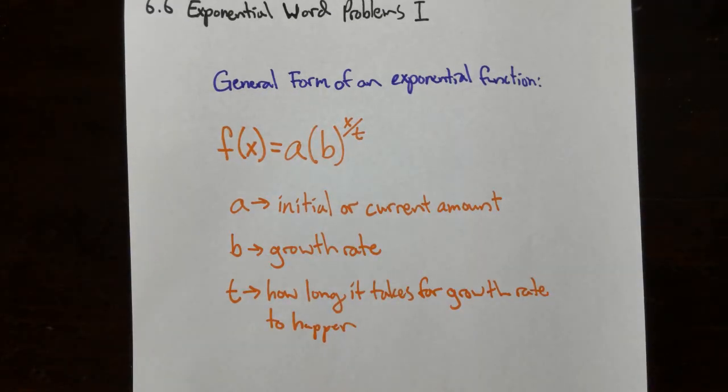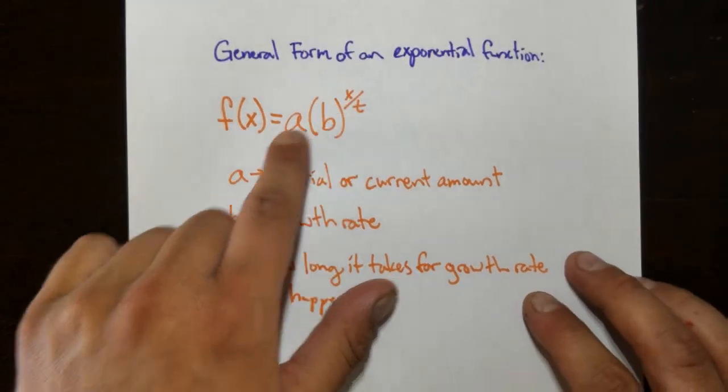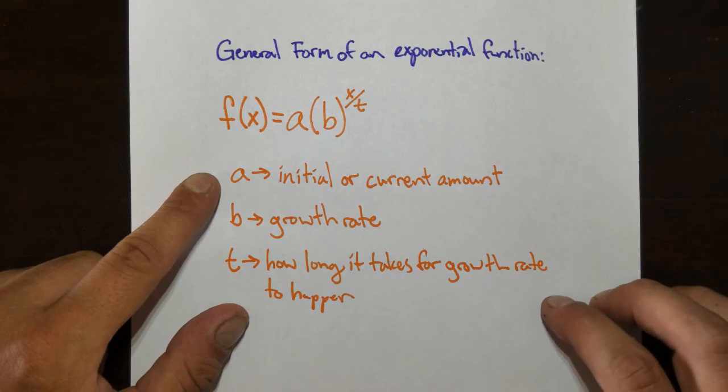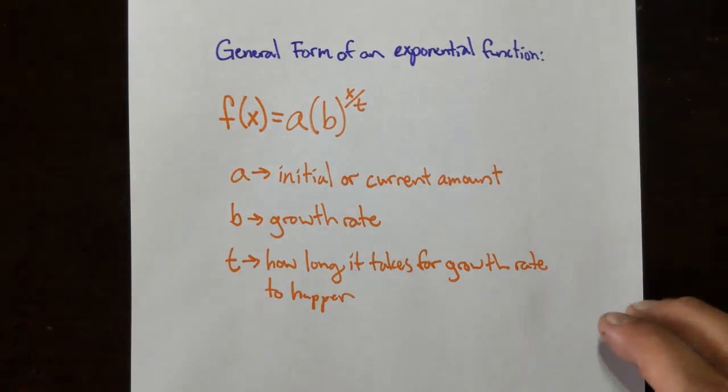x over t. So this is the general form of an exponential function, right? We have an x in the exponent. And this a, when working with word problems, how we think about it, it's the initial or current amount of something.